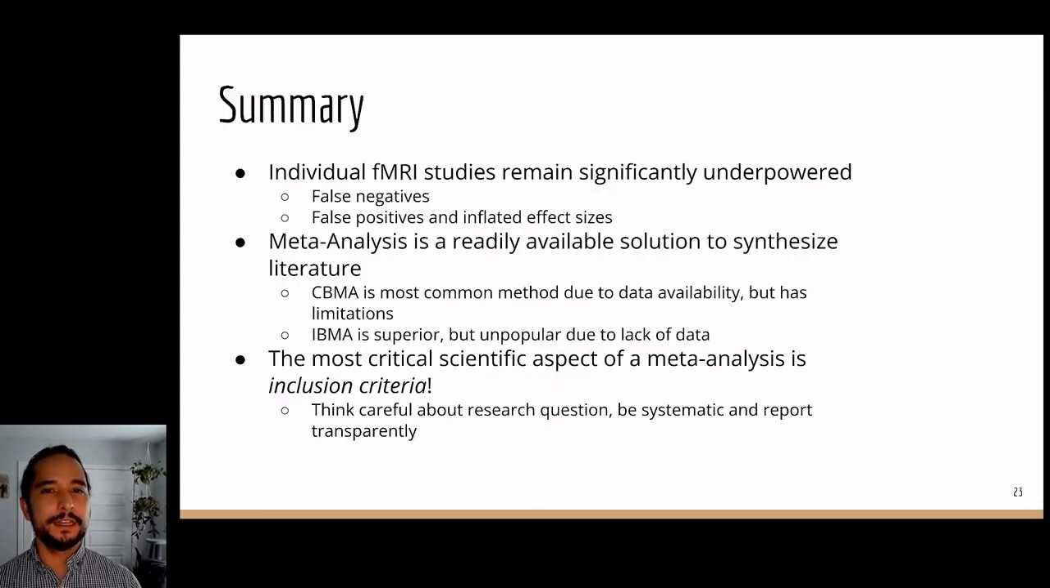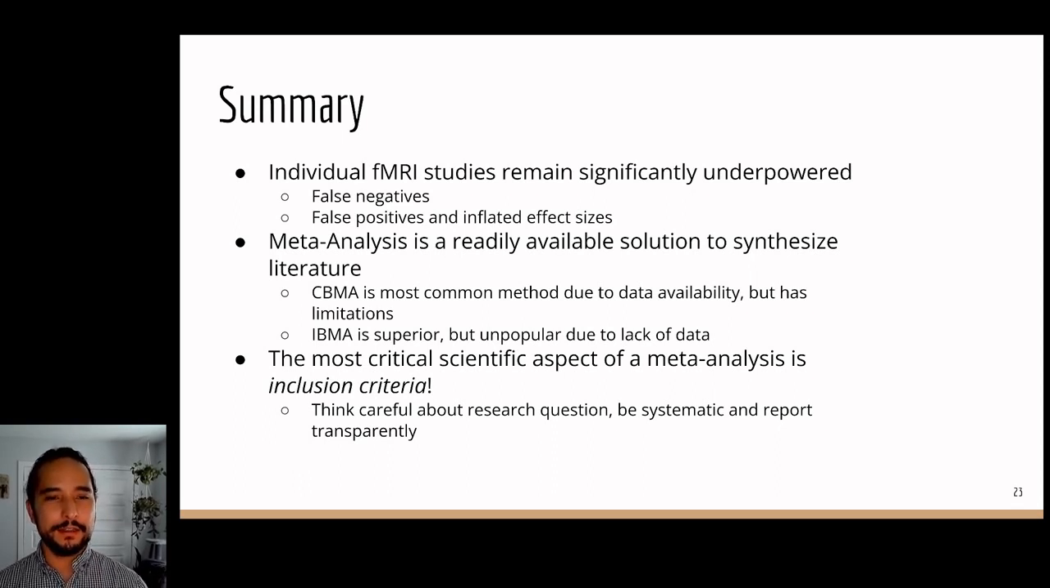So in summary, individual studies, especially in fMRI, are significantly underpowered, and they remain so. So this gives a chance of reporting false negatives as well as false positives and inflated effect sizes. Meta-analysis is a readily available tool for synthesizing the literature, and it can help with the problems and limitations of individual studies. Coordinate-based meta-analysis is the most common method due to data availability, but also has limitations. It has lower power, and it doesn't give you as rich a picture of the original brain activity. Image-based meta-analysis is superior, but so far has been unpopular due to a lack of data that we have access to, although this is soon to change.